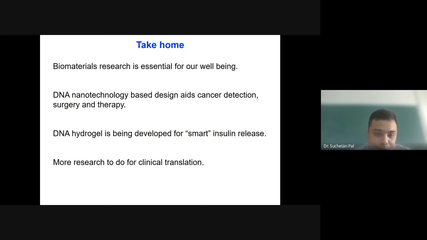Okay, and we are looking forward to more funding and more collaboration for clinical translation, and hopefully over 2-3 years in the new campus we can have translation of this product. As I've told you before, it takes time, but we have to be active to do this clinical translation of this product.